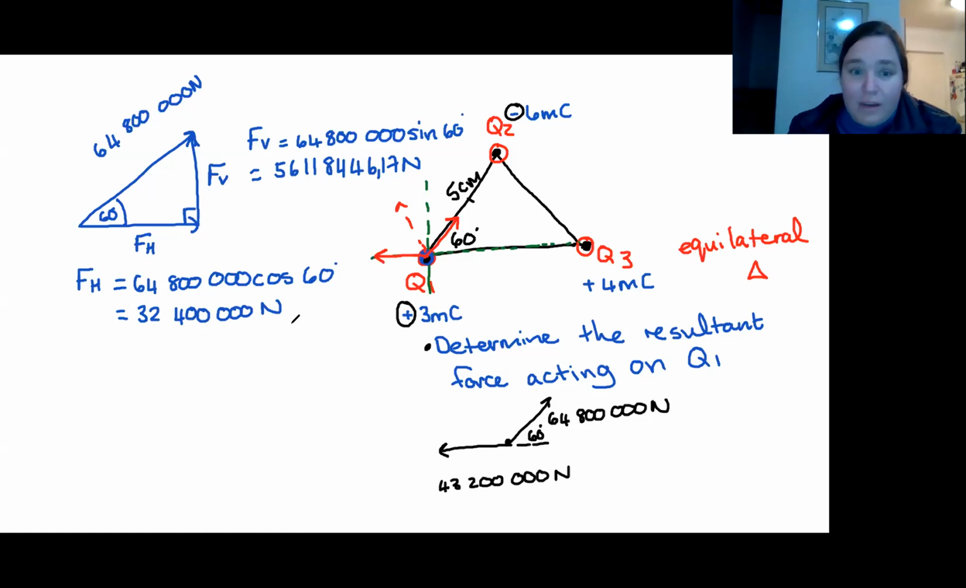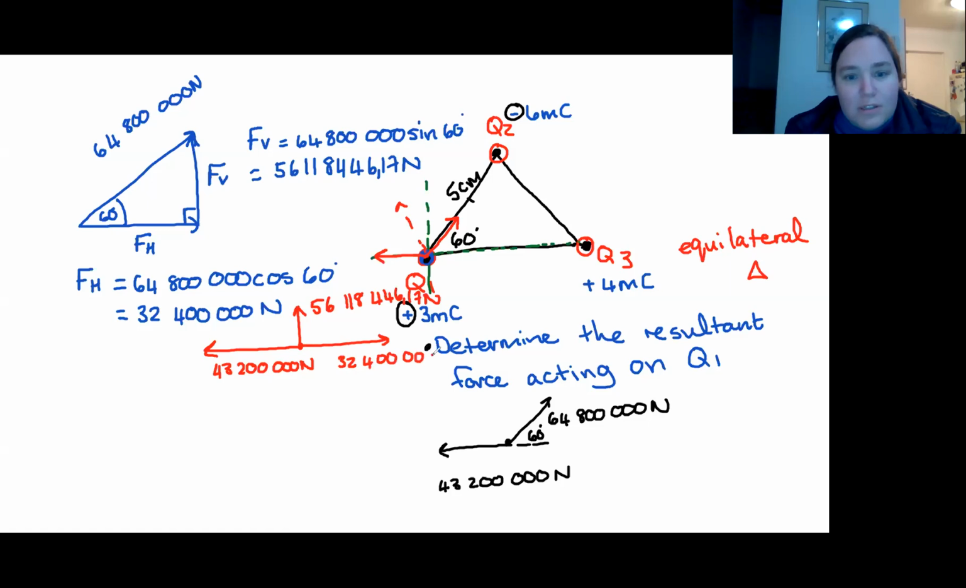Now, I personally redraw the diagram. I love physics diagrams because I can't work without them, but not everybody does. So the vertical component is 56,118,446.17 newtons. And then we have components. We have a force this way of 43,200,000 newtons and a force towards the right of 32,400,000 newtons.